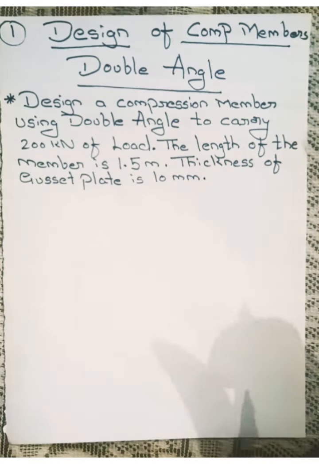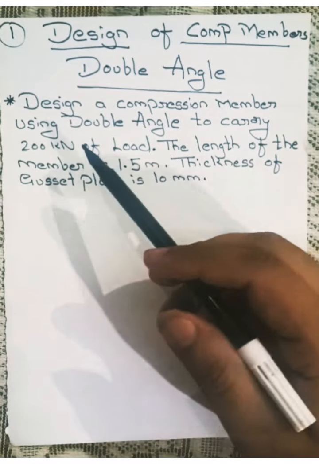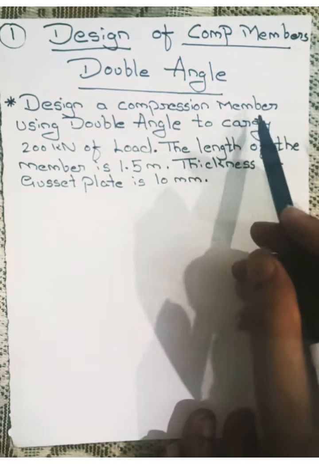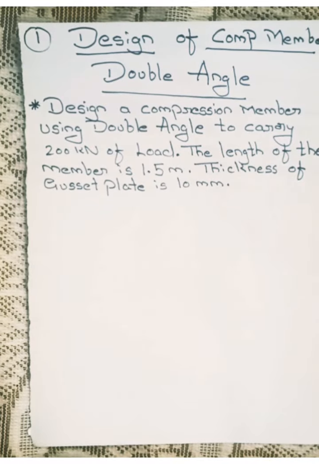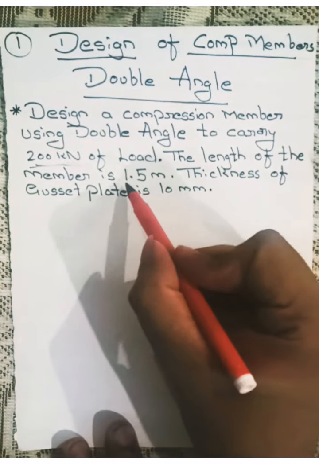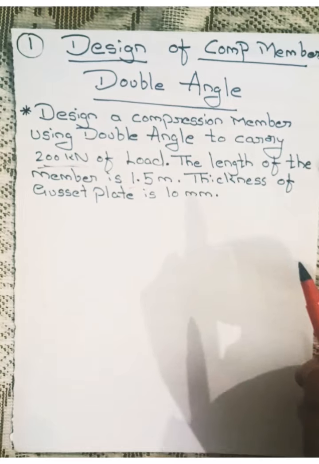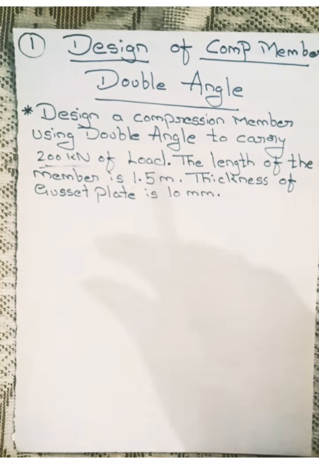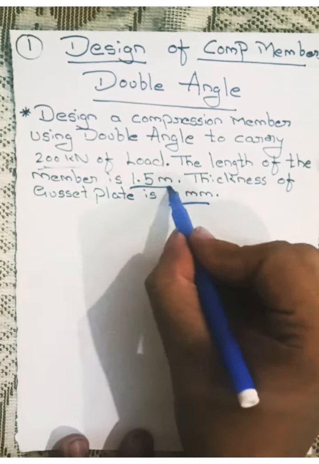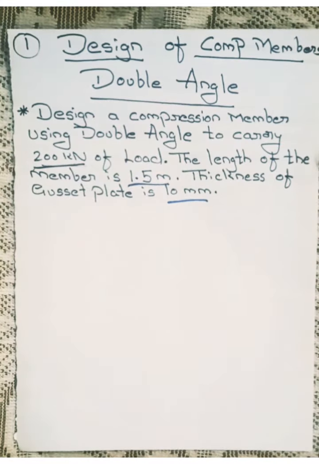Now let us see this problem. Here I have written the problem so as to save time. It states that design a compression member using double angle to carry 200 kilonewton of load. The length of the member is 1.5 meter and the thickness of the gusset plate is 10 mm. No other data is given. Support conditions are not given, so we will assume it accordingly.